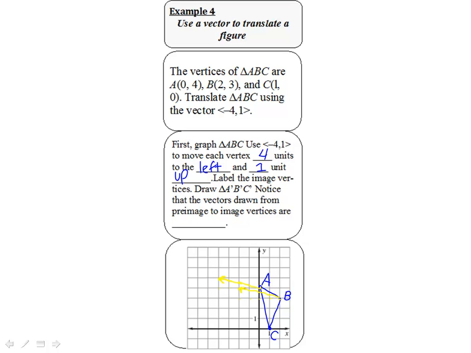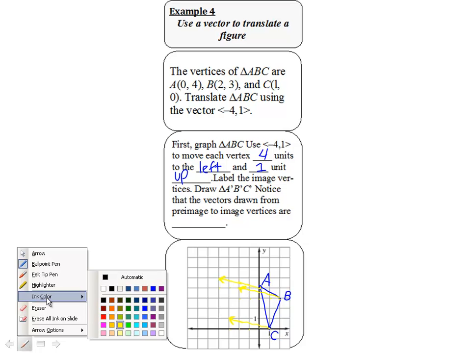Okay. And then C, I'm going to go over 4, 1, 2, 3, 4, and up 1. And it's kind of hard to draw a straight line here, just so you know. That's why my line looks kind of funny. It definitely should be a straight line. So I've got all my vectors drawn in here.